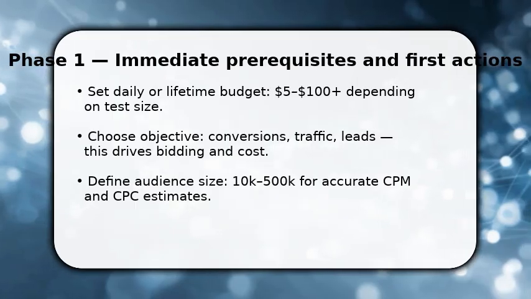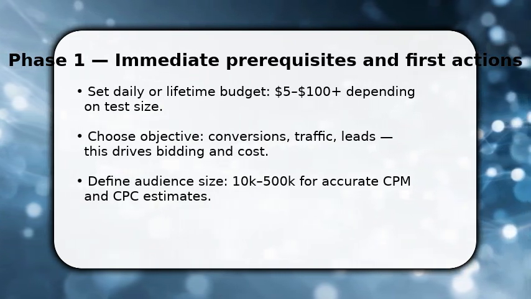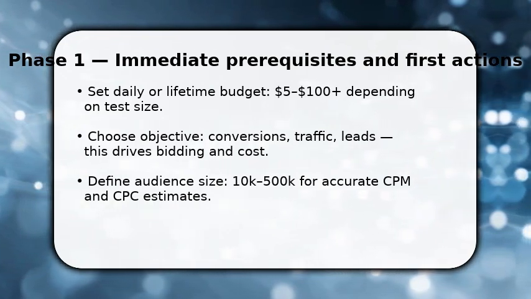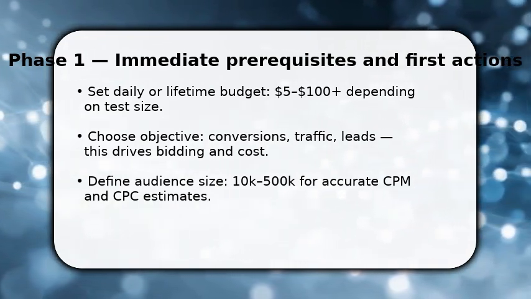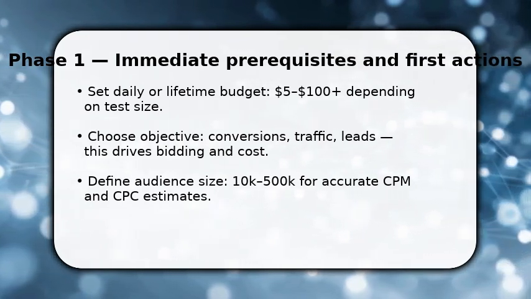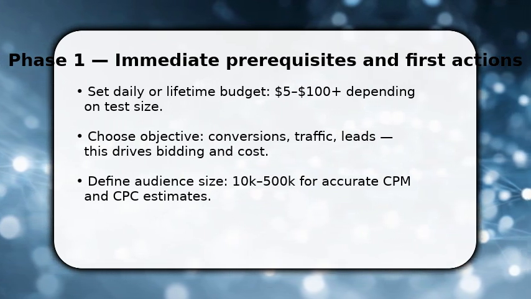You begin by locking the budget and objective so costs reveal themselves. Set a daily or lifetime budget now because bidding behavior depends on it. Once set, Facebook optimizes delivery against that amount. Then pick the campaign objective, conversions versus traffic versus leads, since Facebook changes auction dynamics and cost per result.